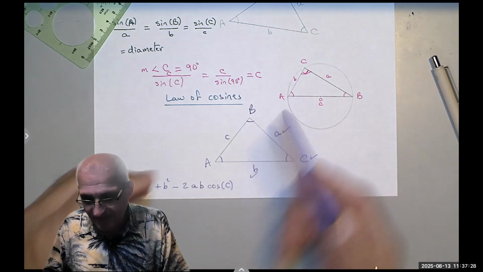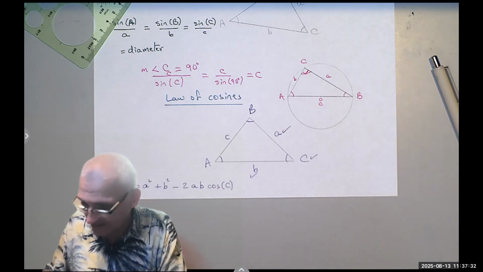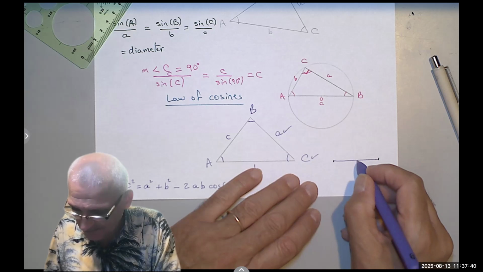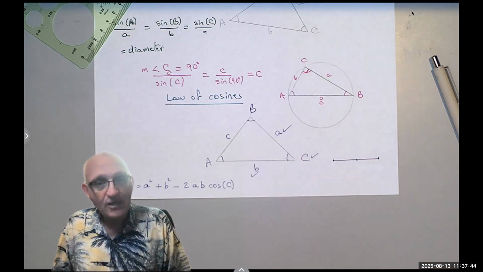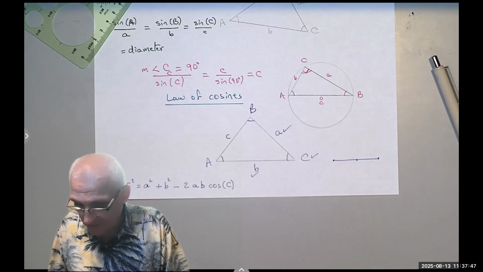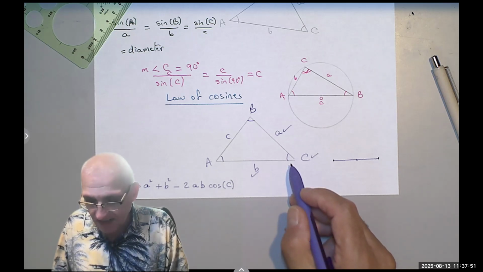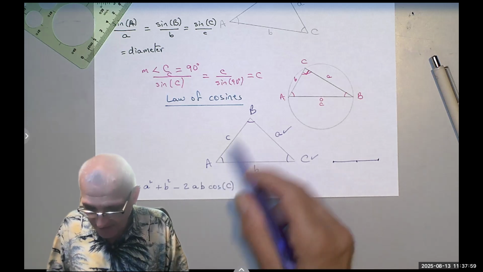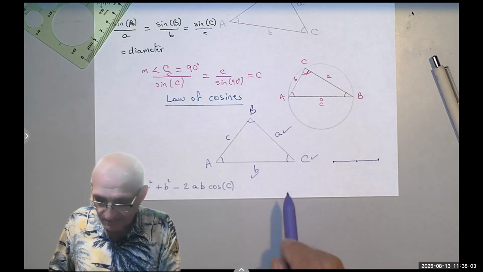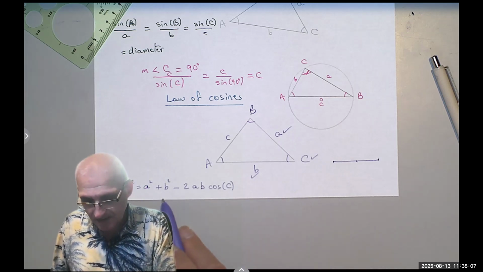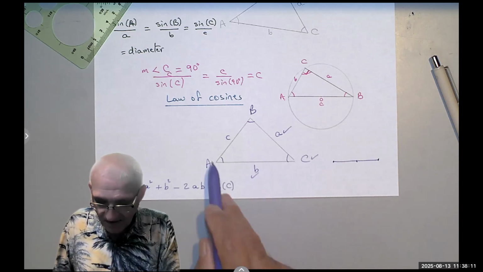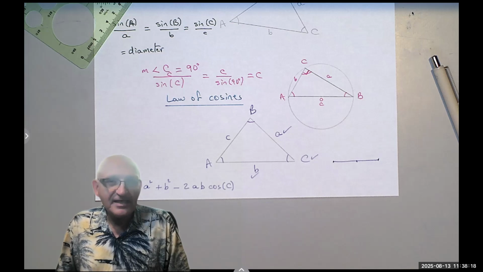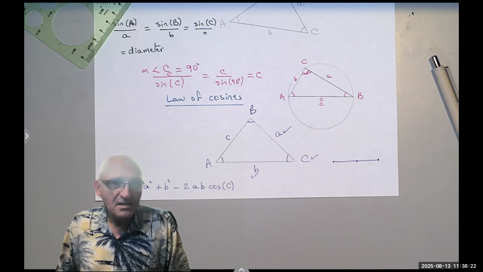And if that collapses and becomes a line like that, so the angle C here becomes zero, and the angle A becomes zero, and I want to calculate C square, I would say it's A square plus B square minus twice A times B times cosine 0, which is 1. So you get A minus B square.